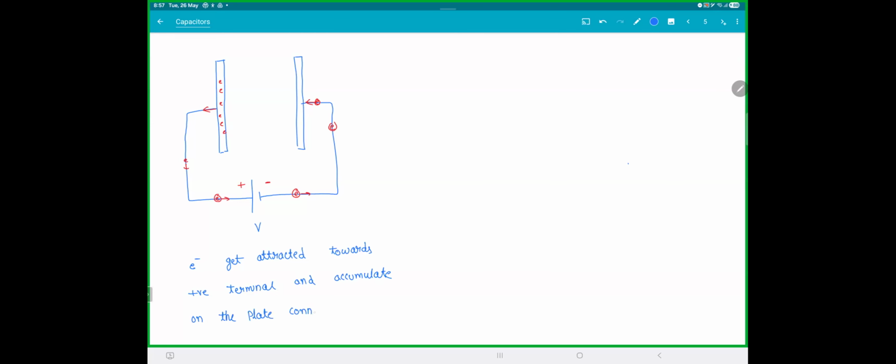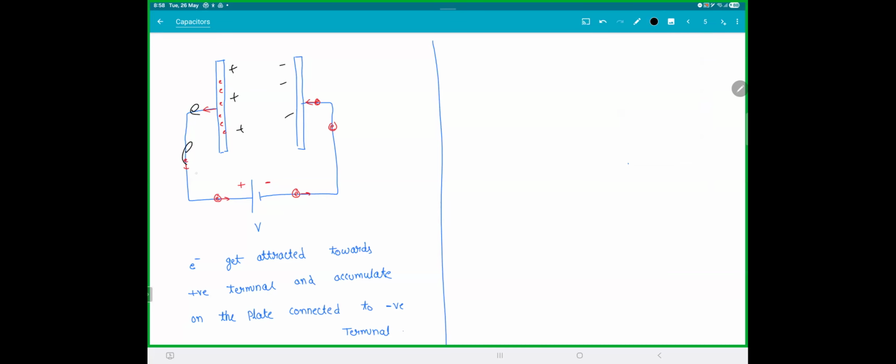This is what happens when you connect a battery to a conductor. The plate connected to the positive terminal becomes positively charged. The plate connected to the negative terminal becomes negatively charged. So basically, the negative plate will gain more electrons and the positive plate will lose electrons. And as this is happening, what do you think will happen? As the electrons are moving away, this plate becomes positive, this plate becomes negative.